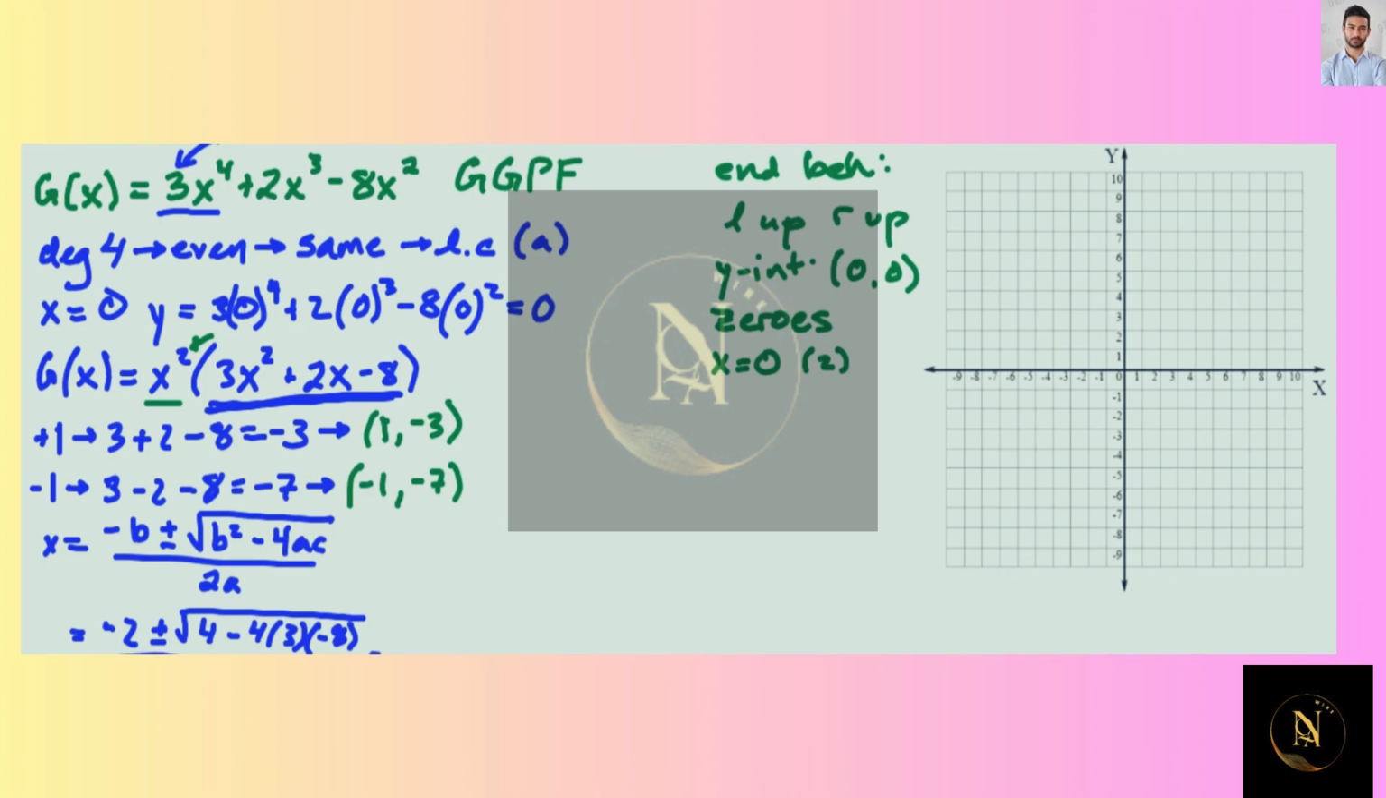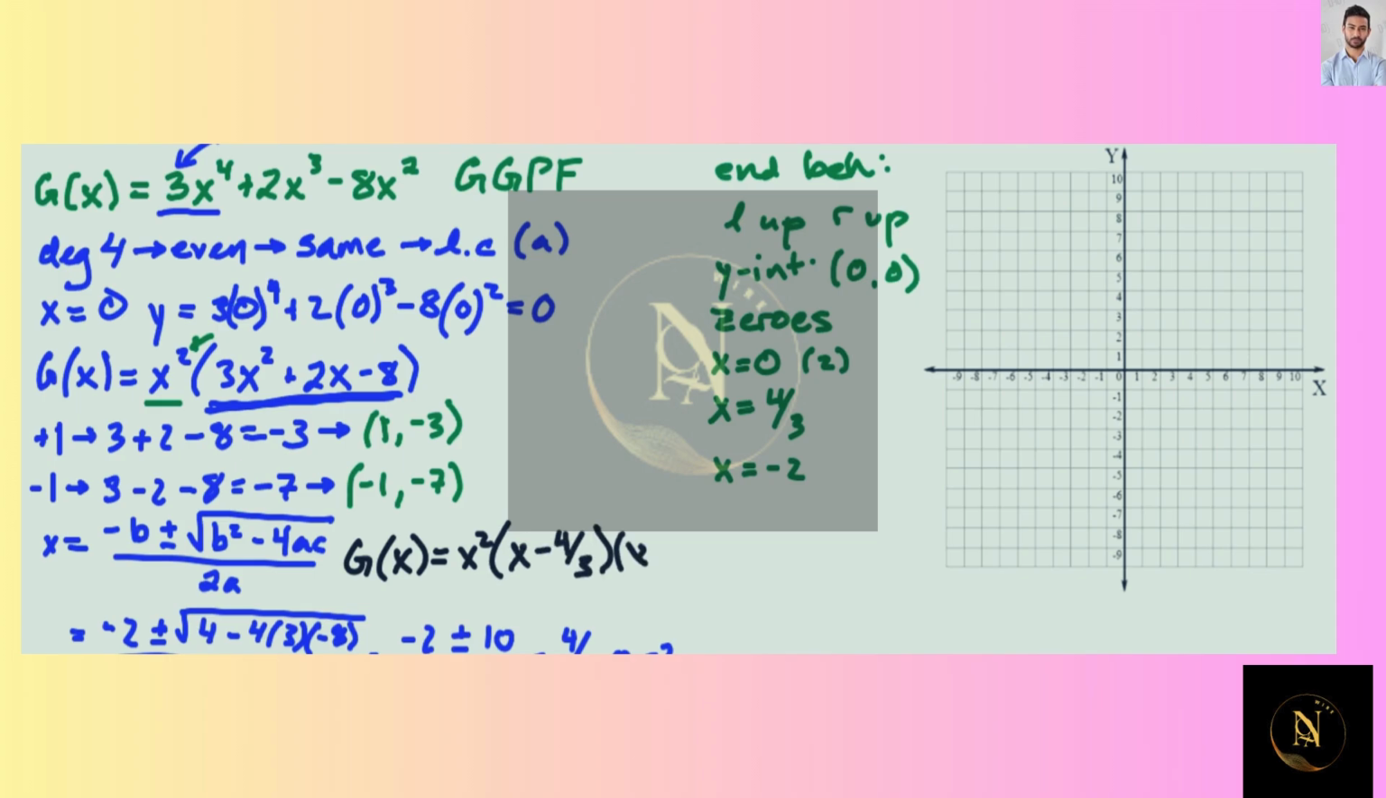And then I can simplify this down. Negative 2 plus or minus 10 divided by 6. So then my two values here are 4/3 or negative 2. In this case, both of these are zeros of the function. This enables me to rewrite my equation once again in its factored form, which is x squared multiplied by x minus 4/3 multiplied by x plus 2.